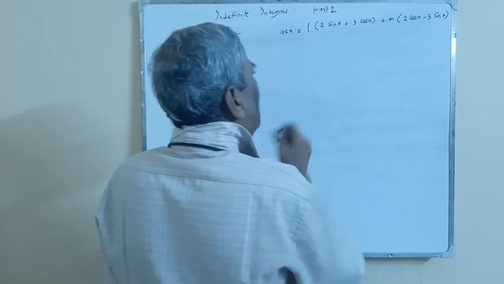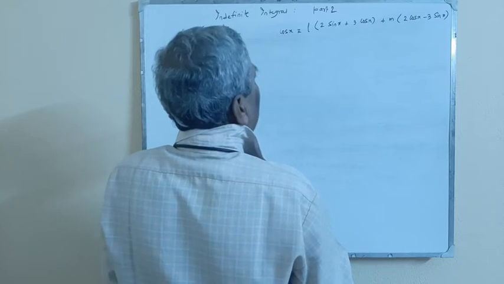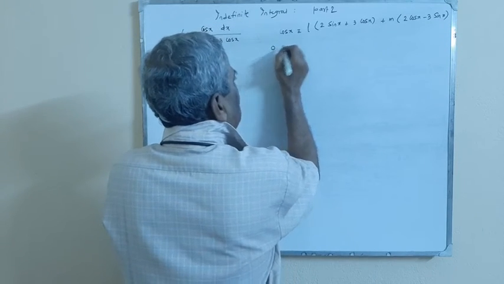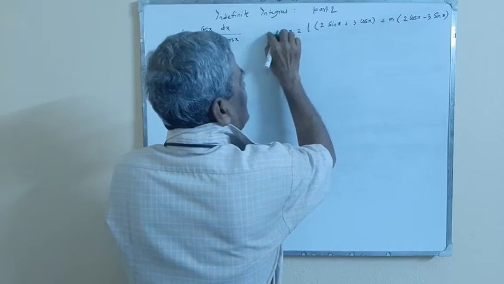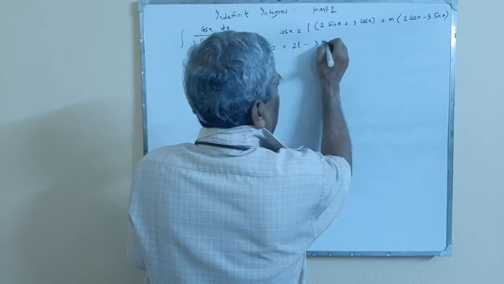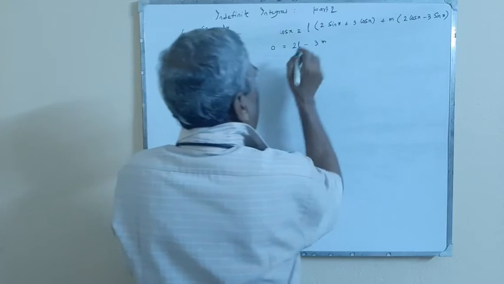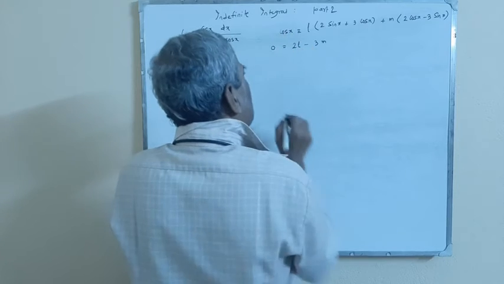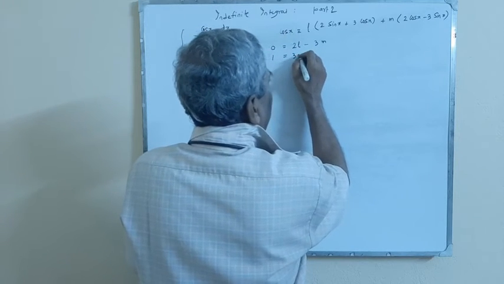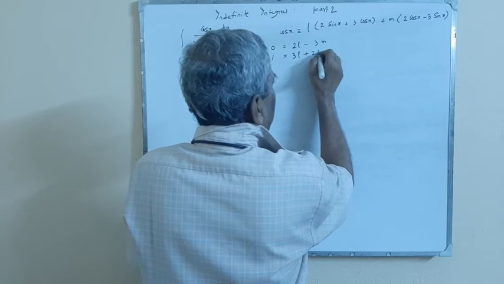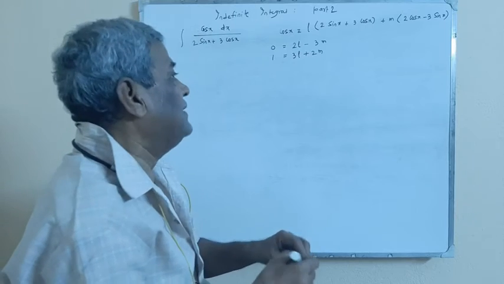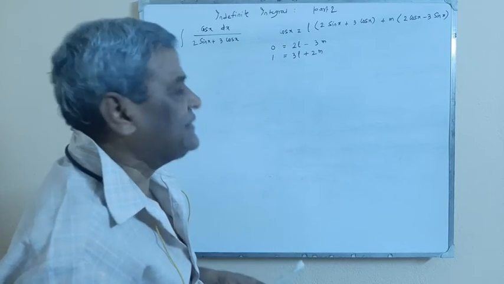So how to find the values of L and M? Equating coefficients of sin x from both sides: on the left it is 0, and on the right 2L minus 3M. Equating coefficients of cos x also: 1 on the left side, and 3L plus 2M on the right. So from these two, very easily we can find the values of the constants L and M.